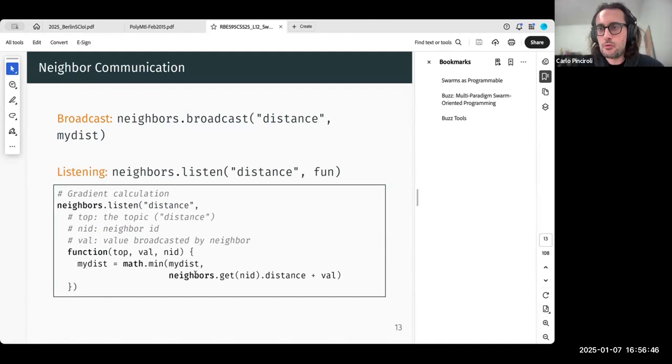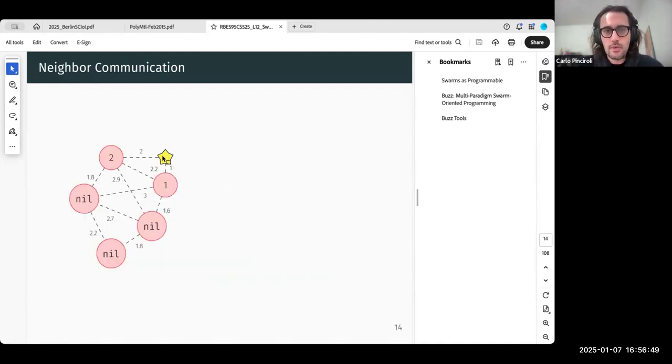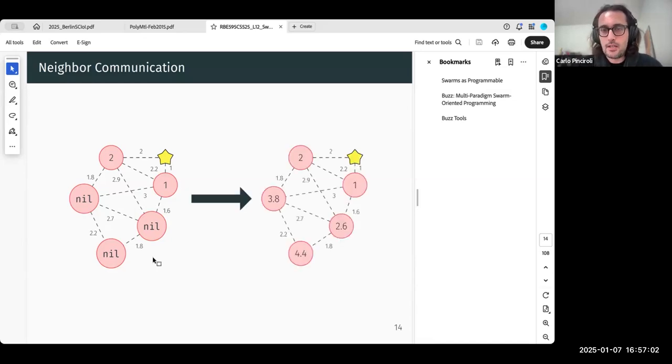What does this algorithm do? It's a gradient algorithm. It basically says, let's say we have two robots that know their distance to a target location, and we have three robots that do not. But we have the mutual distances because of situated communication. If you run that program, in the end, every robot will have an estimate of its distance to the target location.